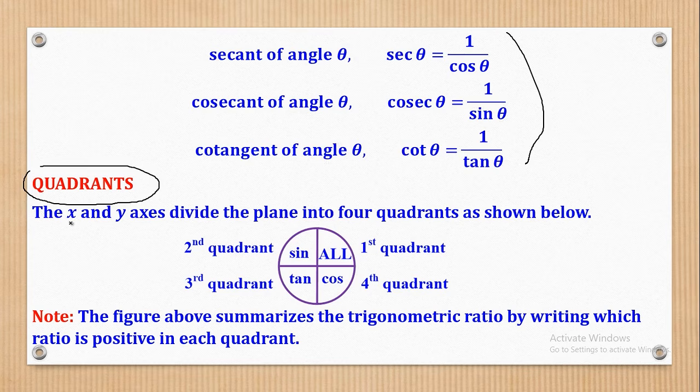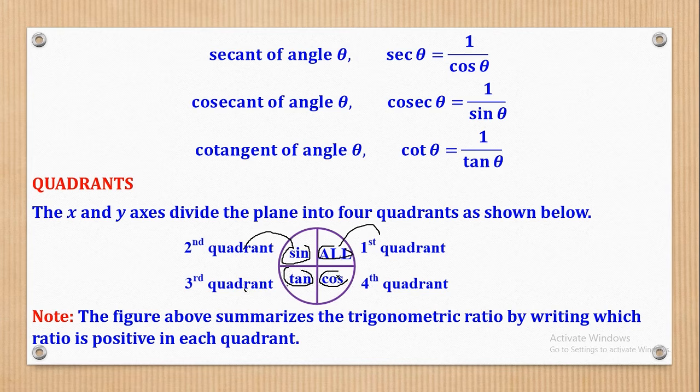Quadrants. We shall say that the x and y axes divide the plane into 4 quadrants as shown below. You draw a circle and you divide it into 4 parts with the x and y axes. Now we shall label them. The first quadrant has the word all. Then the second quadrant has the word sine. Then the third quadrant has the word tan, and the fourth quadrant has the word cos.